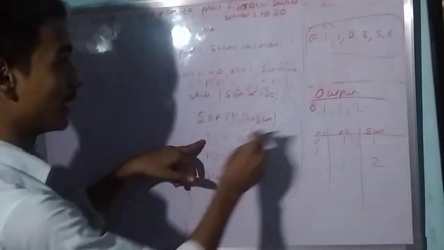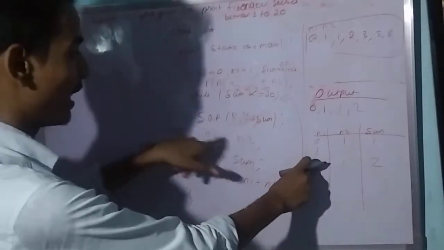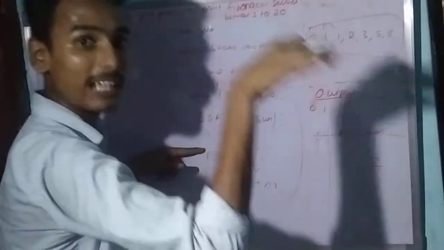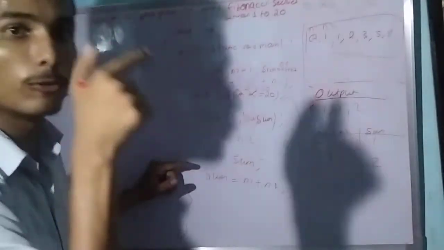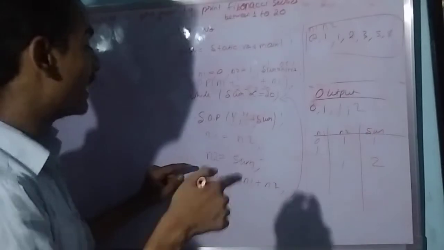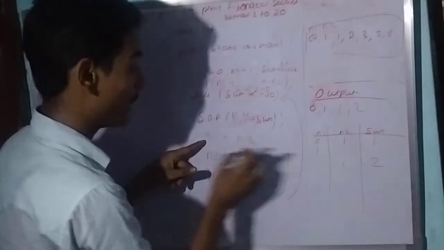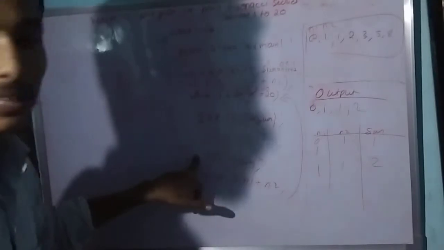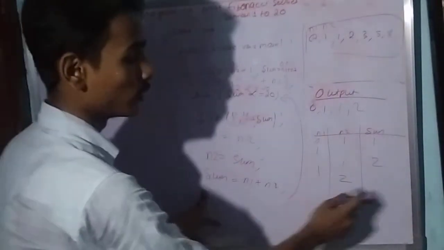Okay. Then see, now n1 value is 1 and n2 value is 1. Now n1 will get the value which is stored in n2, and n2 will get the value of sum. Now the value of n1 will become 1, because n2 value is 1, and n2 value will become 2, because it will get the value of sum. Sum is how much? 2. Then sum value becomes 1 plus 2, 3.